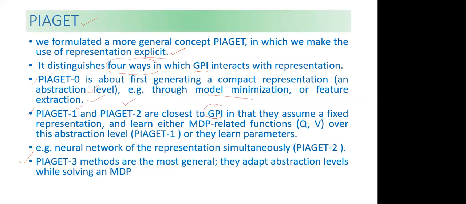They are close to GPI and are assumed to have a fixed representation. They either learn MDP-related functions, that is the Q and V functions, over the abstraction in Pygate 1, or they learn different parameters over the fixed representation, for example using a neural network representation, simultaneously in Pygate 2. What is Pygate 3? Pygate 3 covers the methods that most generally adopt an abstraction level while solving for any MDP.